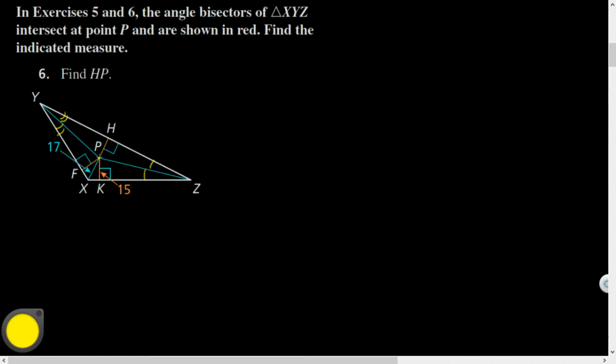Well, this point P is called the incenter, right? And it is equidistant from the sides of the triangle. Notice that distance would, of course, be measured perpendicular. And so this is 15, this is 15, this is 15. HP is equal to 15.